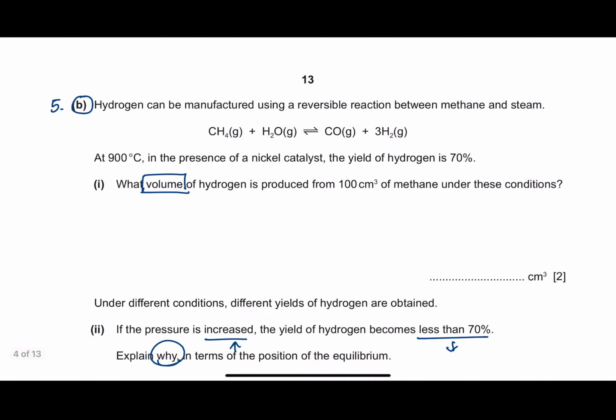The first thing you need to do when it comes to the factor of pressure is to determine the number of moles for the reactants and the product. As you can see here, there are a total of 2 moles for our reactant and a total of 4 moles for our product. When the pressure is increased, the equilibrium will move to the side which has fewer moles of gas. So in this case, your equilibrium will shift towards the reactant. If it shifts towards the reactant, this means that your yield will decrease.